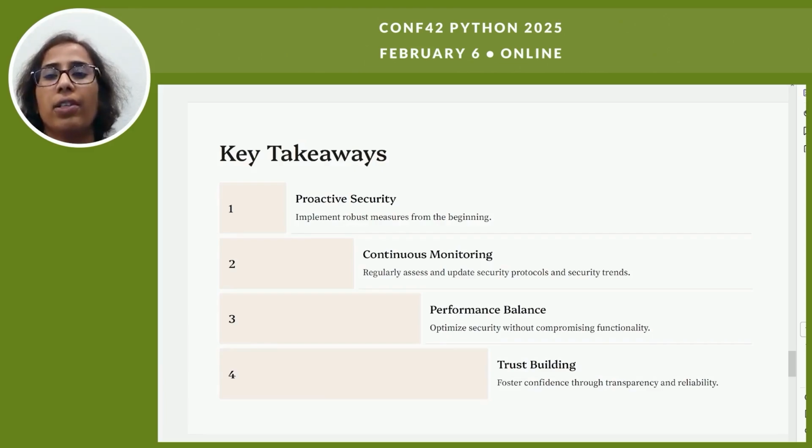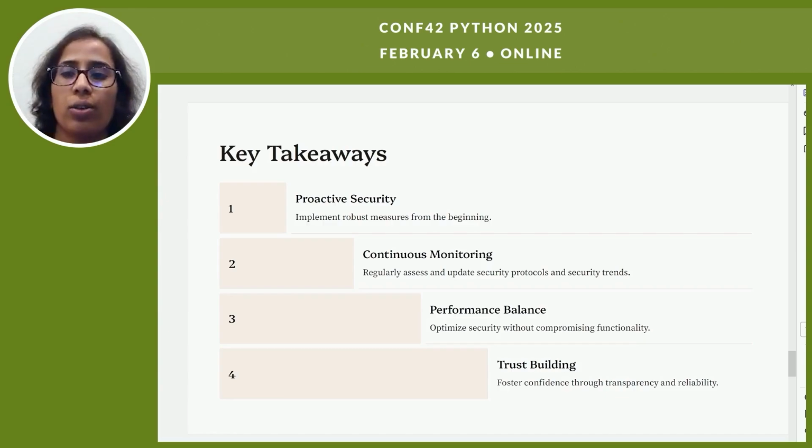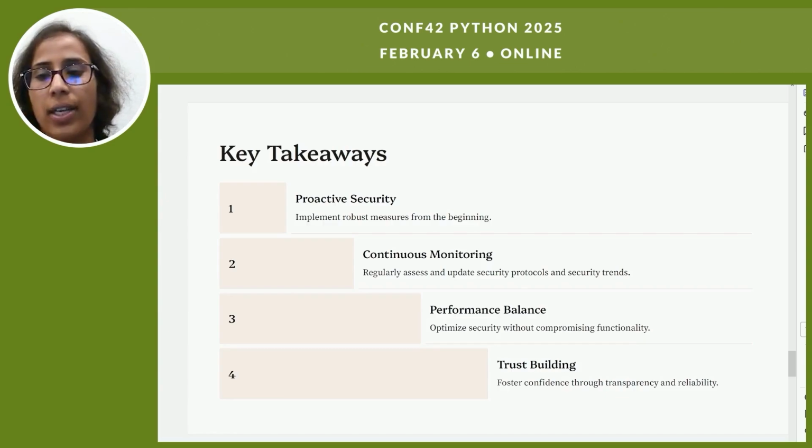The key takeaways from this talk are: we can implement robust security measures from the beginning of the project itself, and we can continuously monitor for regular updates, for security patches, or implementing security protocols or updating any known issues, and also optimizing the security without compromising the functionality. We can also build trust with the user by fostering confidence through transparency and reliability.